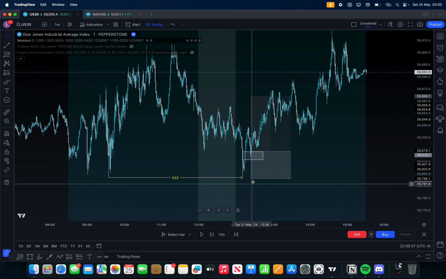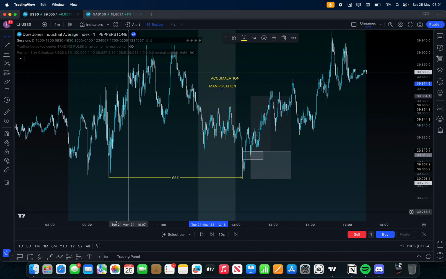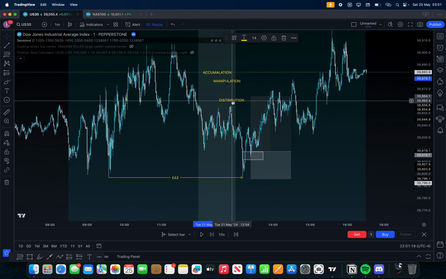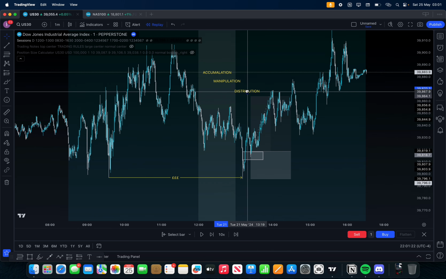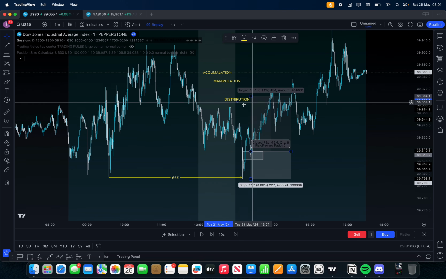Right, so AMD, first things first. What does A stand for? A stands for accumulation. M stands for manipulation, and D stands for distribution. Once accumulation happens, you can expect manipulation. Once manipulation occurs, you want to try and catch the distribution. So you don't want to be in the accumulation, you don't want to be in the manipulation, you want to catch the distribution.